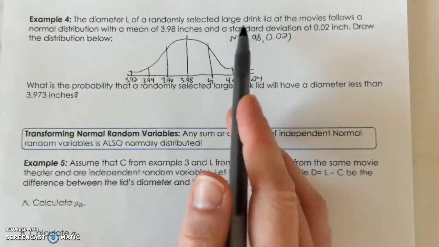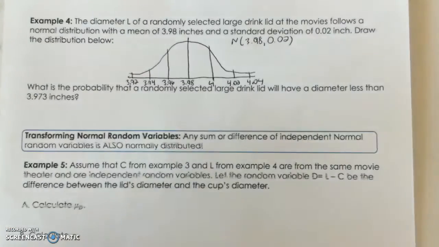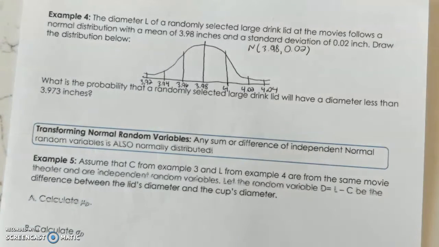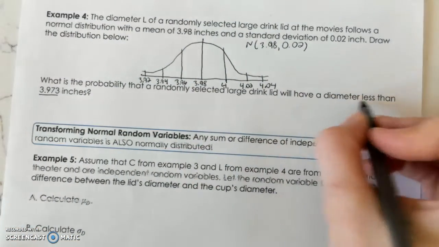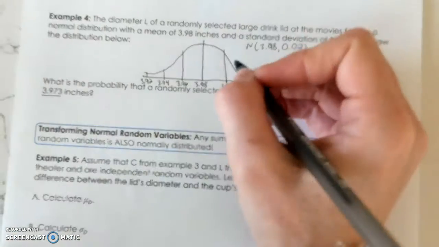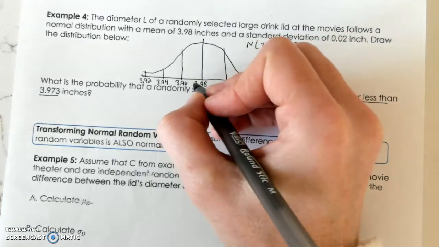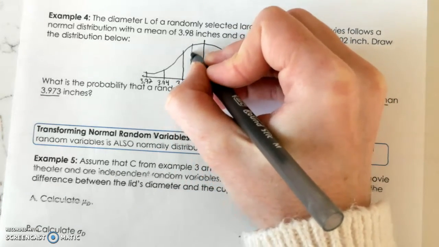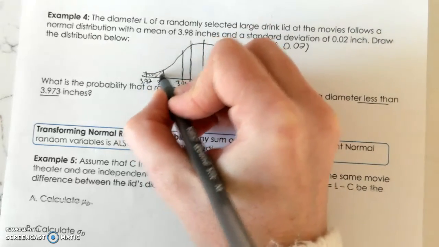And again, we're talking about drink lids, right? Before we were talking about the cup. Now I'm talking about the lid that goes on the cup. So, what is the probability that a randomly selected drink lid will have a diameter less than 3.973? All right, so the words less than and 3.973. Let's see, 973 would be about here, I'm guessing. And if I want less, I'm going to shade to the left.